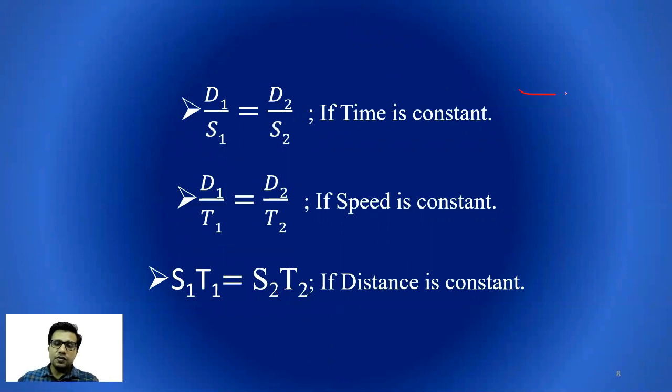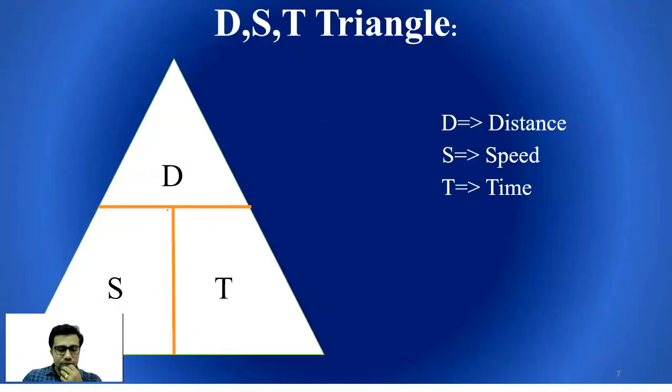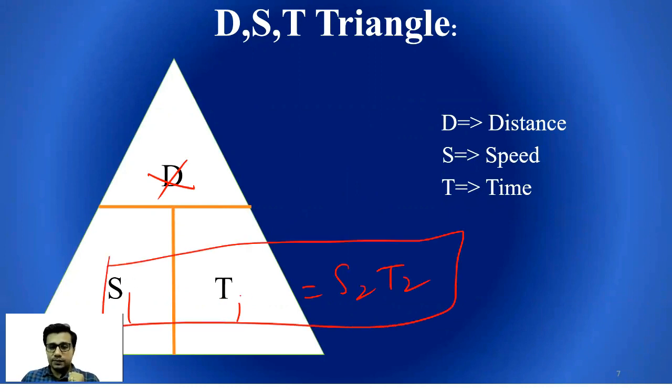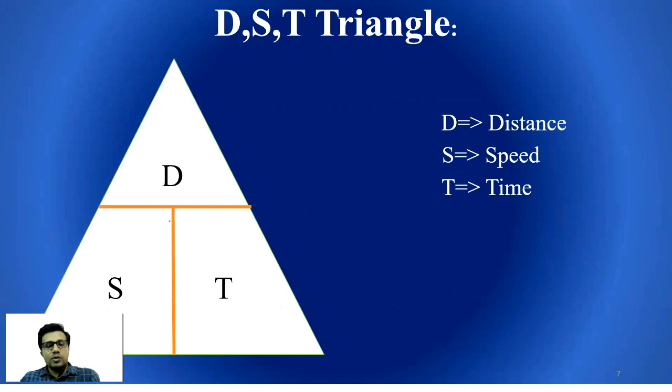You can easily remember these three formulas by using the DST triangle. Let's say the speed becomes constant, then d is on the upper side and t is on the lower side. d1 by t1 is equal to d2 by t2. The formula is coming automatically. Similarly, if time is constant, then we get d1 by s1 is equal to d2 by s2. And if the distance is constant, s1 t1 is equal to s2 t2. The three formulas will come automatically, so it's very easy to remember by using the DST triangle.